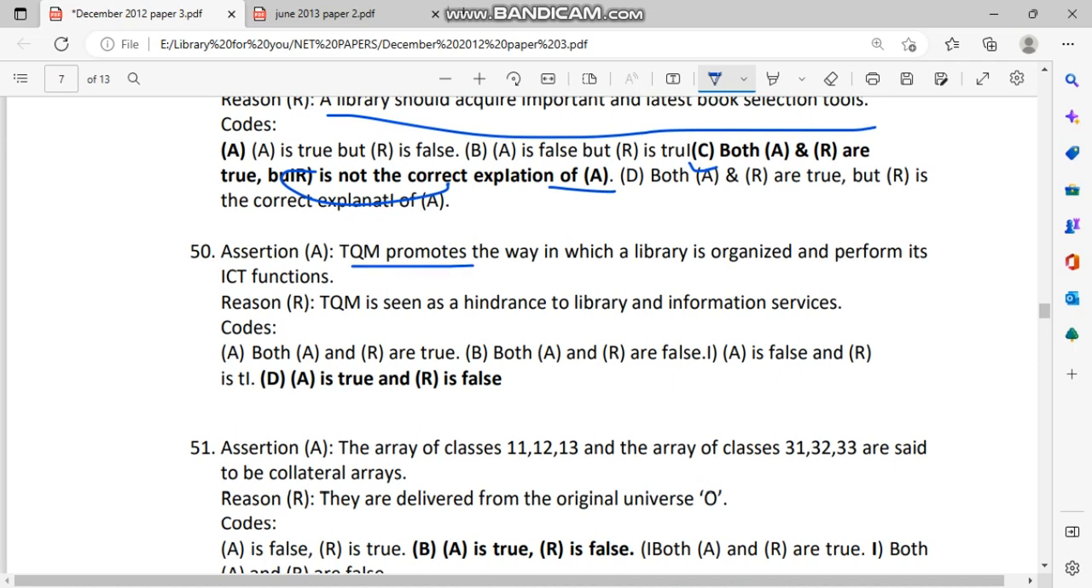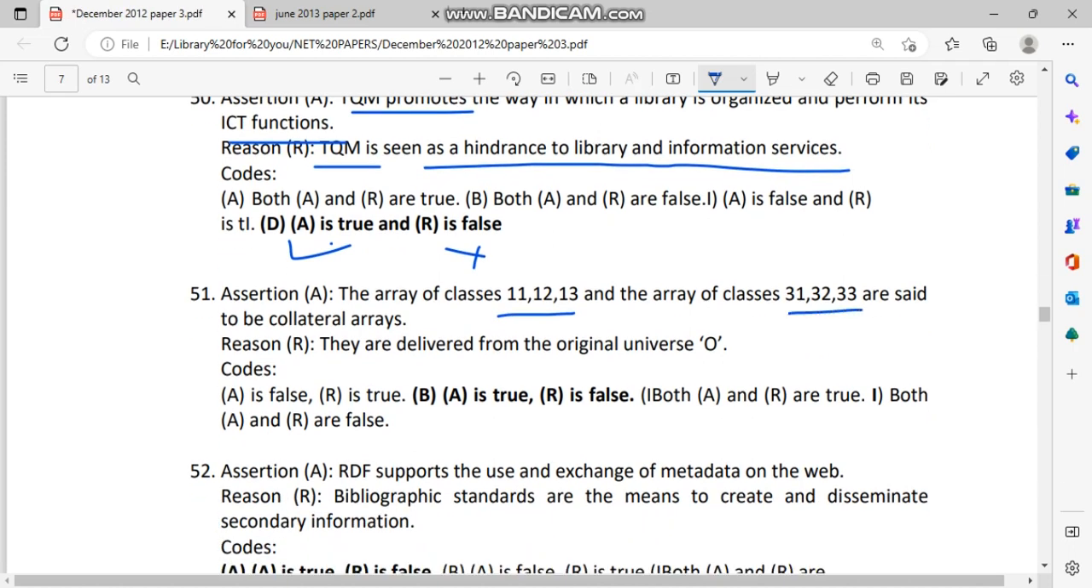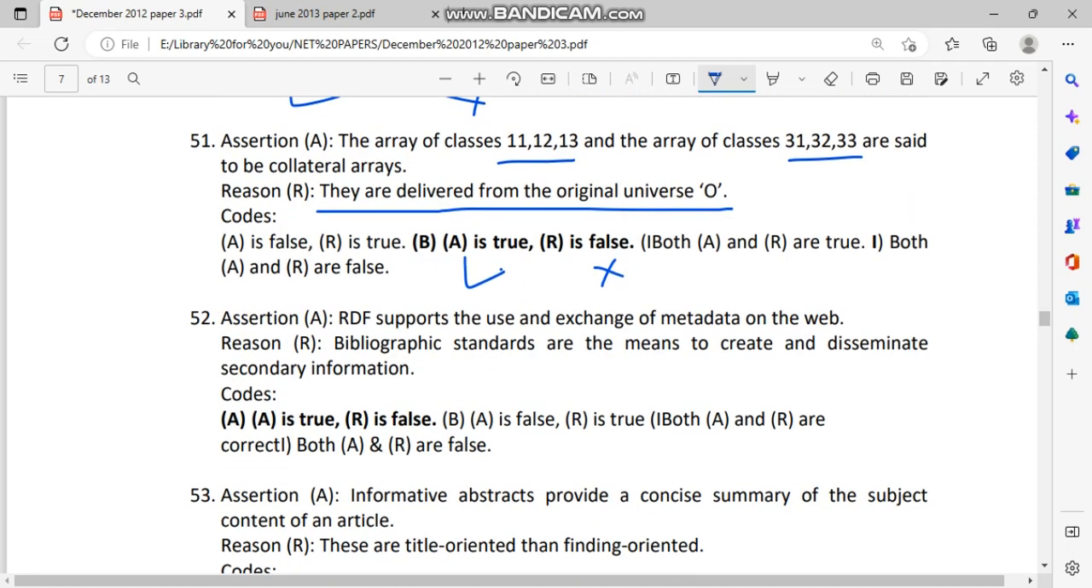TQM promotes the way in which a library is organized and performs its ICT function. Reason, TQM is seen as a hindrance to library and information services. A is true, but R is false. The array of classes 11, 12, 13 and the array of classes 31, 32, 33 are said to be collateral arrays. Reason, they are derived from the original universe O. A is true, but R is false.